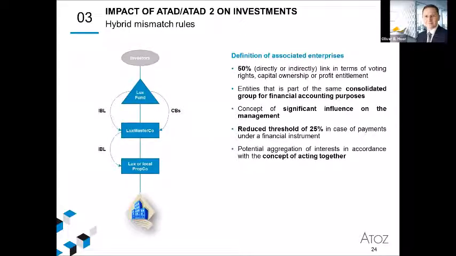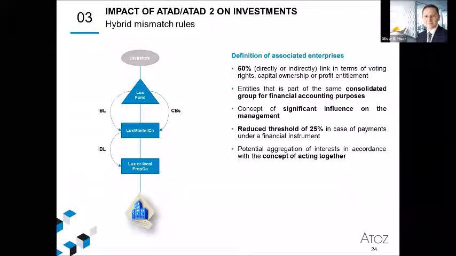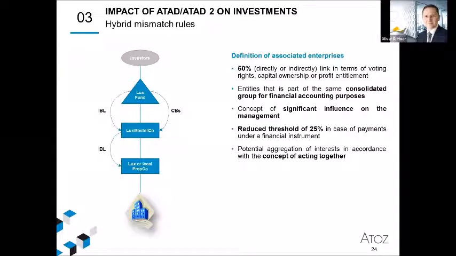Speaking now about the definition of associated enterprise, in principle it is a 50% direct or indirect relationship. Alternatively, it could be if one is part of the same consolidated group for financial accounting purposes, which should also not be relevant in the context of alternative investments. Then there is the concept of significant influence on the management. That is a concept that is not so clear, and there's not much guidance available. But overall, also during the discussions in the different working groups, this concept should only be relevant in specific cases.